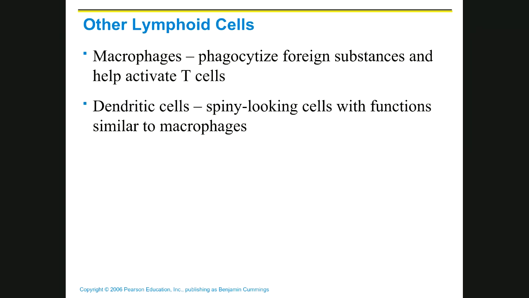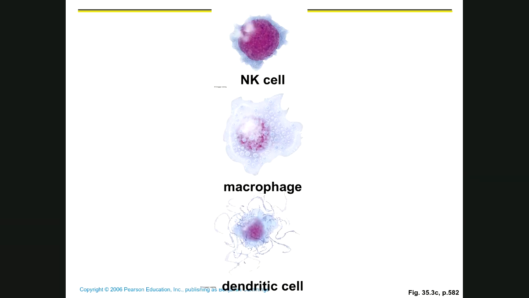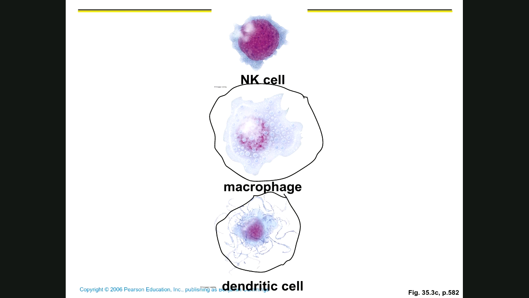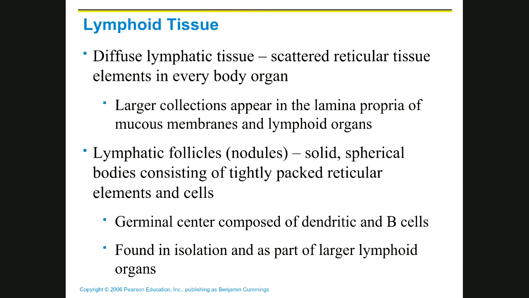But here's some others. We also have macrophages. Macrophages are big eaters. Dendritic cells are just like macrophages, except they look different. And here's what those look like. There's a macrophage. There's a dendritic cell. They're basically the same, except they look different. So we're going to have all of these cells in the lymphoid tissues.